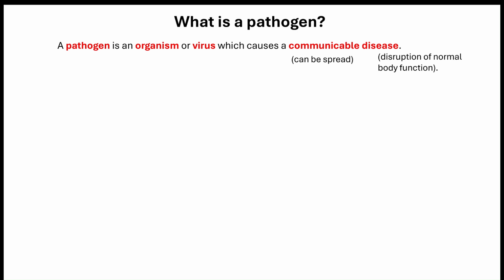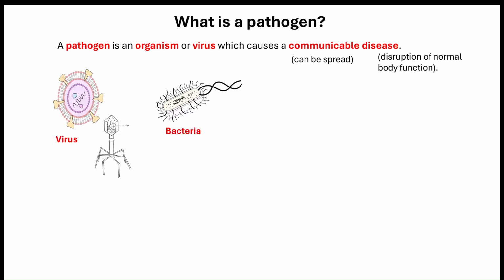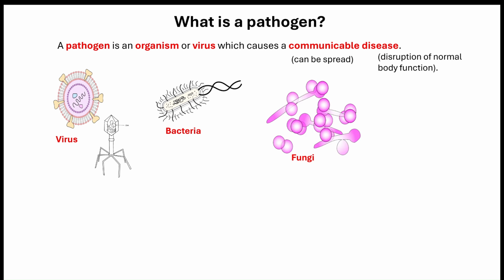So it's important to note that there are different types of pathogens that you have to know. It could be a viral pathogen, it could be bacterial, it could be fungal, or it could be a protista. Now, this is a protoctista, but we now shorten it down to protista.